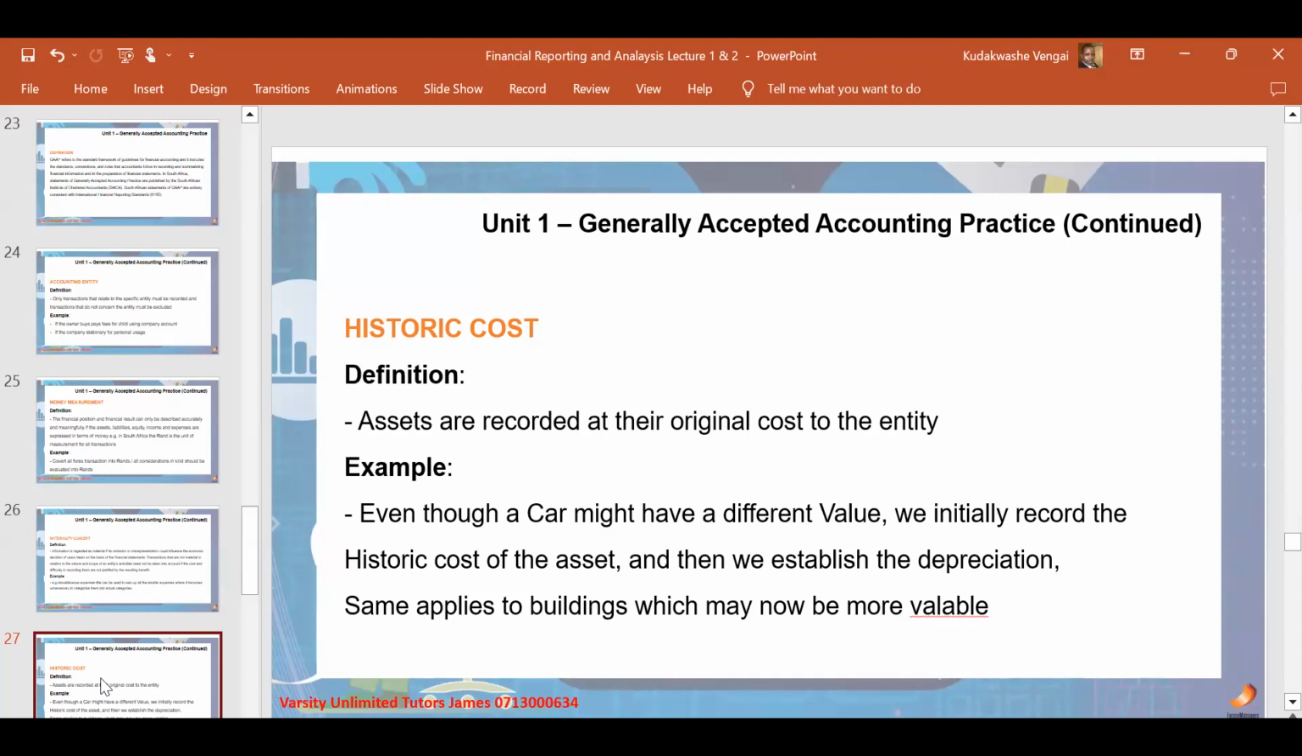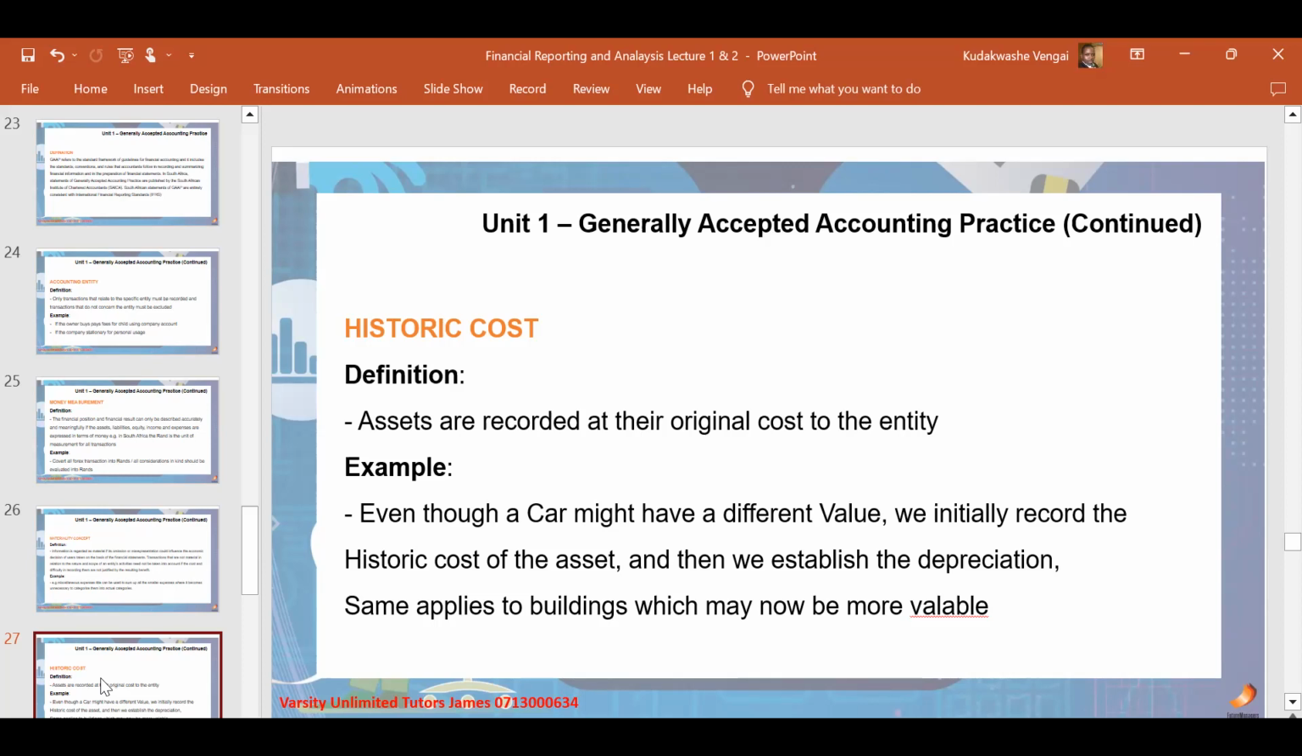If today the value of that car is now 90,000 rand, let's say there's inflation or something, and the value of the car has increased, I don't record in my balance sheet that the value of my car is now 90,000 rand. I record it at the original value that I bought it for, 80,000 rand, minus wear and tear or depreciation. That's how I record it. I don't record the current value.